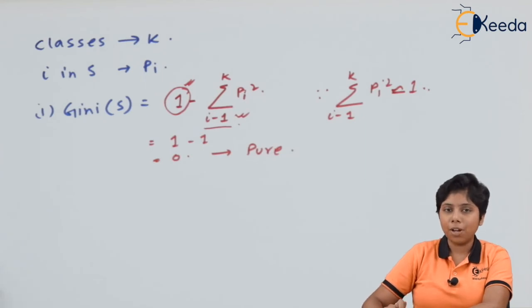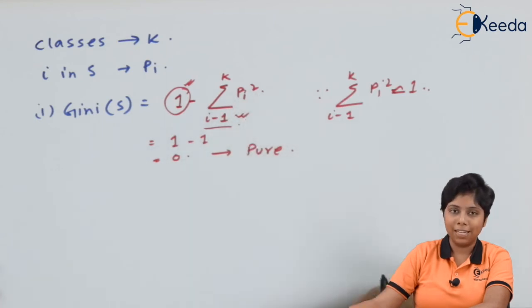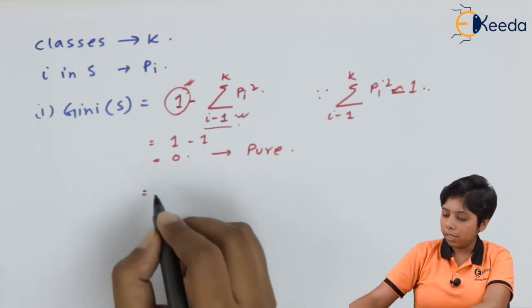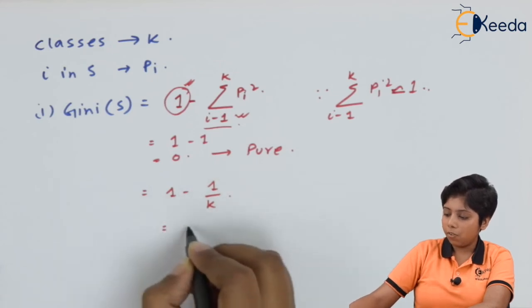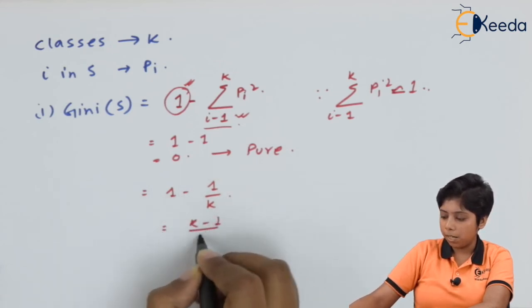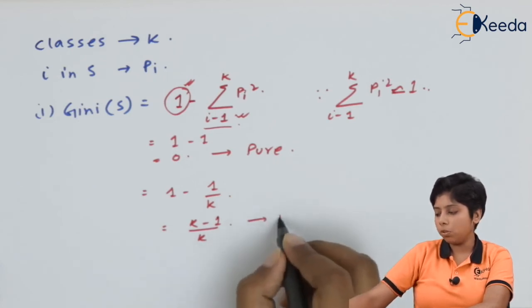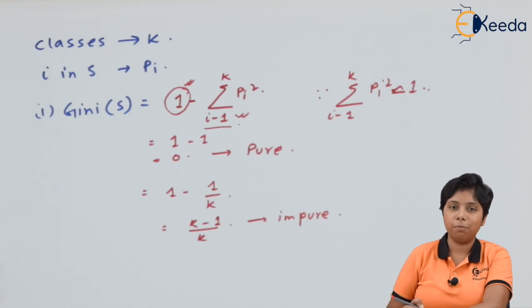Now the maximum value that it can reach is, from the sum of pi square, 1 by k, where k is the number of classes from which one instance is taken. So now my Gini will become 1 minus 1 by k, or we can say k minus 1 by k. So that is the most impure value that we can have according to the Gini measure.